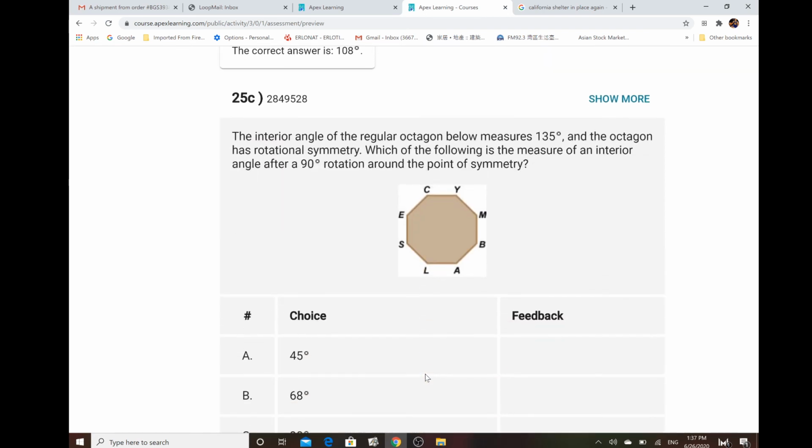And here's another one. So regular octagon, the measure of the interior angle is 135. After that 90-degree rotation around the point of symmetry, the measure of the interior angle still remains 135 degrees.